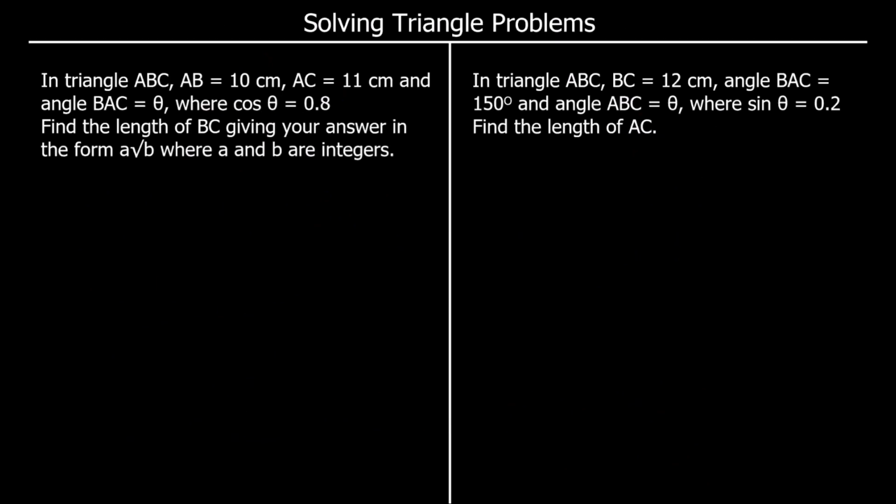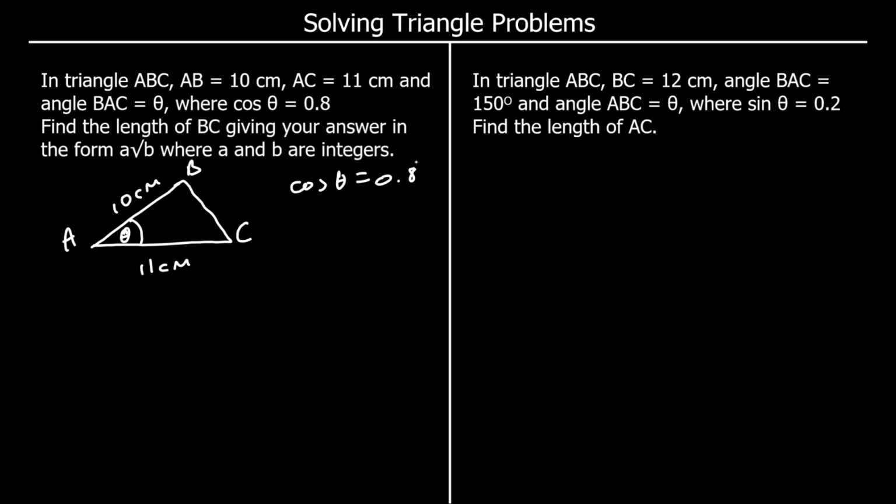Here's another one in triangle ABC. Let's draw it. ABC, it's not going to be drawn accurately. AB is 10 centimeters. A to C is 11 centimeters. And BAC is theta, where cos theta is 0.8. Find the length BC.